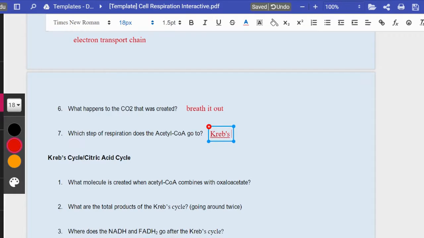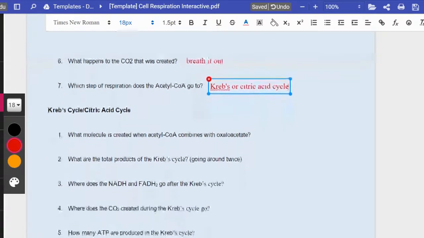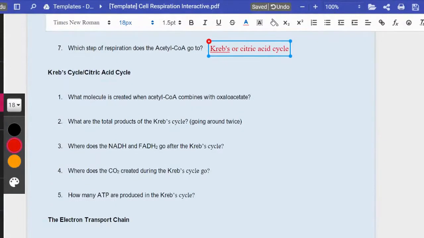But Hans Krebs named it after himself. It's also called the citric acid cycle. So the Krebs or citric acid cycle. Okay, so here, number 1 in the citric acid cycle. What molecule is created when acetyl-CoA combines with oxaloacetate? Well, the 2-carbon acetyl-CoA combines with a 4-carbon oxaloacetate to form the 6-carbon molecule called citric acid.